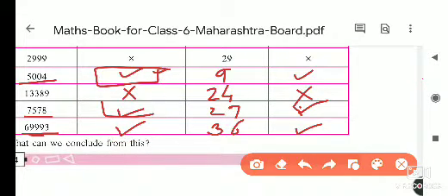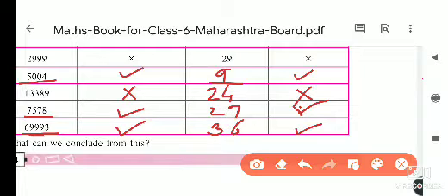Okay, the meaning of this is that a number is divisible by 9 when its sum of digits is divisible by 9. So here, if you see 5 plus 4 is 9. 9 is divisible by 9 because its sum is 9, and that's why the number is also divisible by 9.